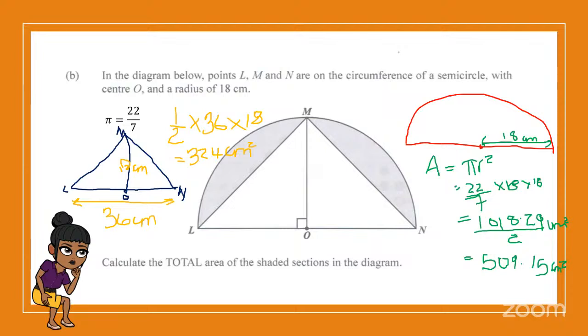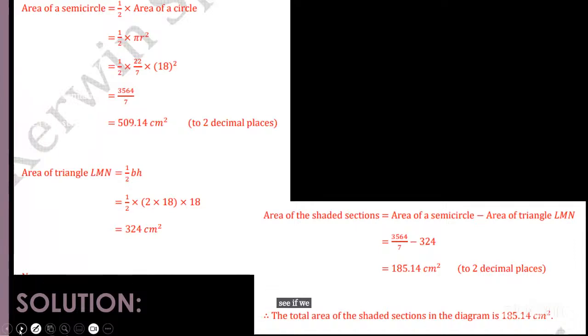You can go ahead and type it in the chat as well. I am seeing 185.15 square centimeters. All right, I'm seeing 2 persons with that. So let us go ahead and check what I had, to see if I made a mistake. I have 14 here, depending on how we rounded.